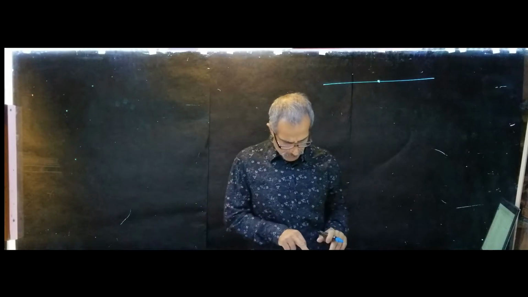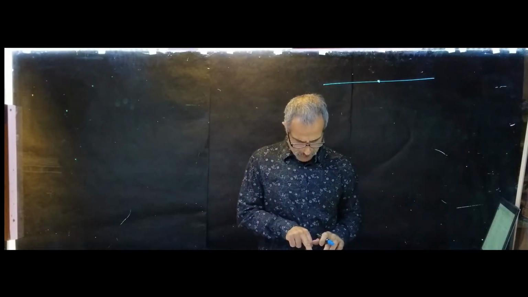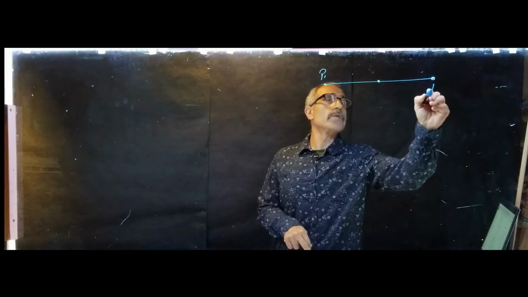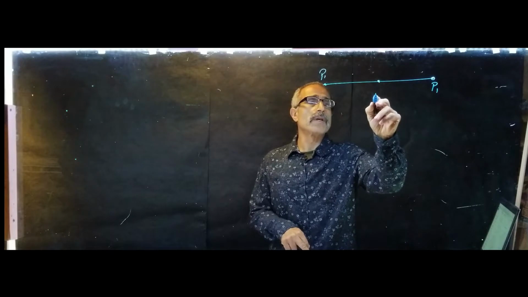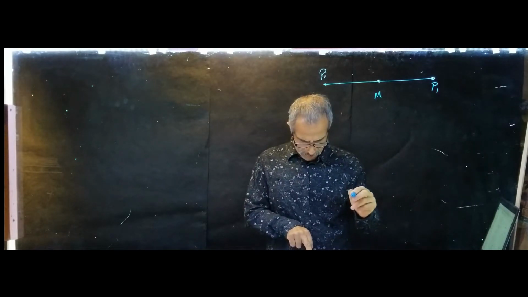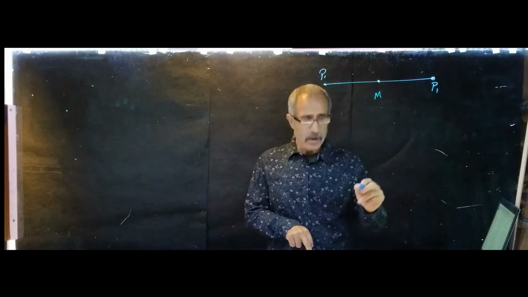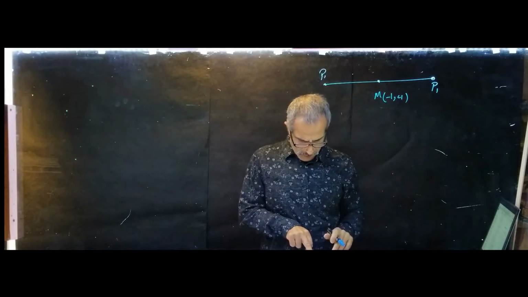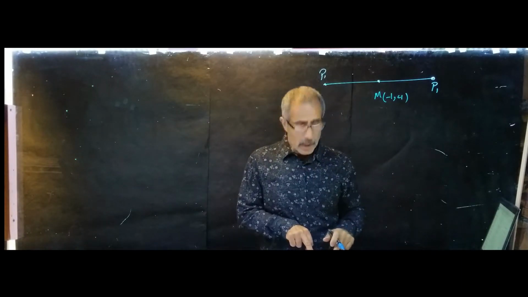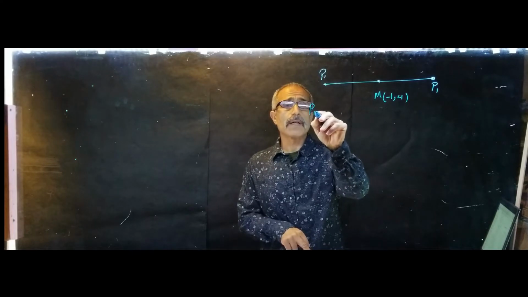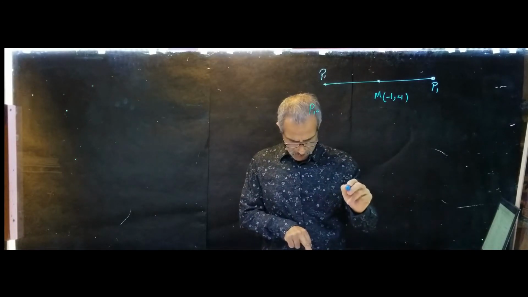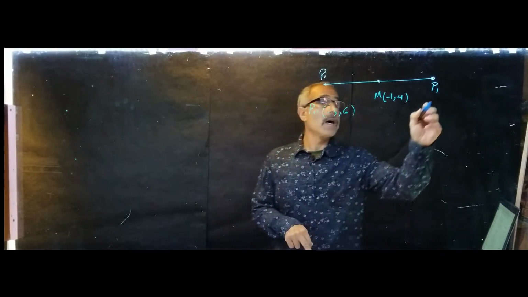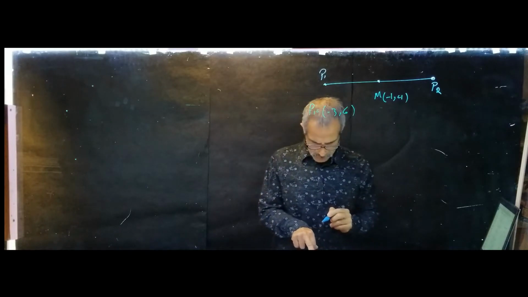The second problem we're going to do says, if the midpoint of a line segment from point P1 to point P2, and this is right down the middle, the midpoint is negative 1 and 4. Negative 1 and 4. Of course, this means in Cartesian coordinates. And if P1 is equal to negative 3 and 6, negative 3 and 6, then what is P2? So what is P2?